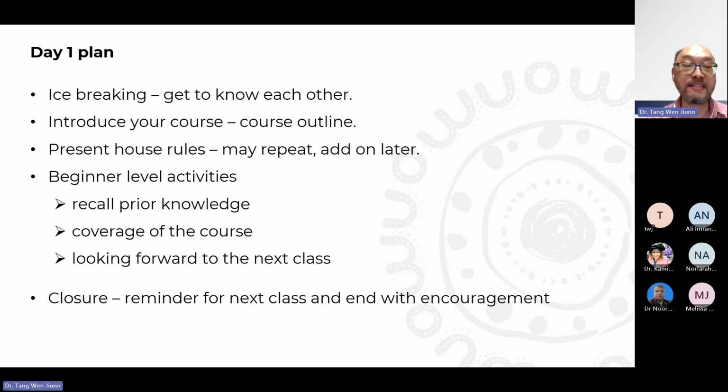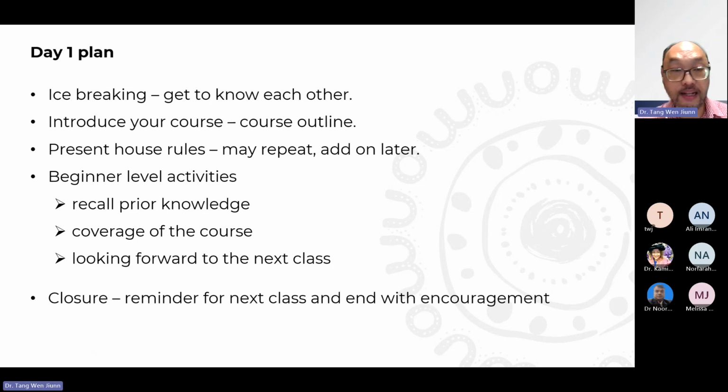If not, then you can end the class. So basically the closure of that particular class, you can remind them, next class, what to read up first or what to bring. Okay, and also just give them encouragement. Say, hope you have a wonderful semester, something like that. Okay, so that is the day one plan. Okay, suggested day one plan.